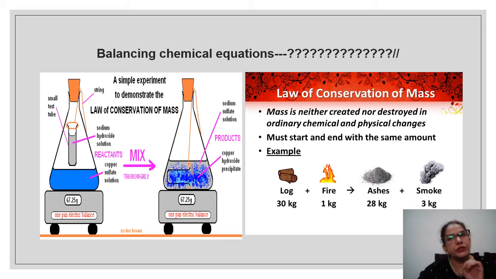So what is the option left for us? We have to balance the number of atoms of each and every element on the reactant side and the product side. So that is known as balancing of chemical equations. It is very, very important to balance the chemical equation because all the equations and reactions obey the law of conservation of mass given by Lavoisier.